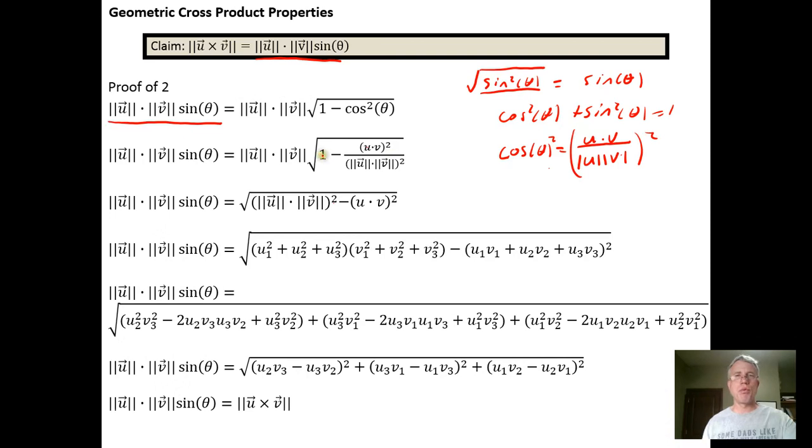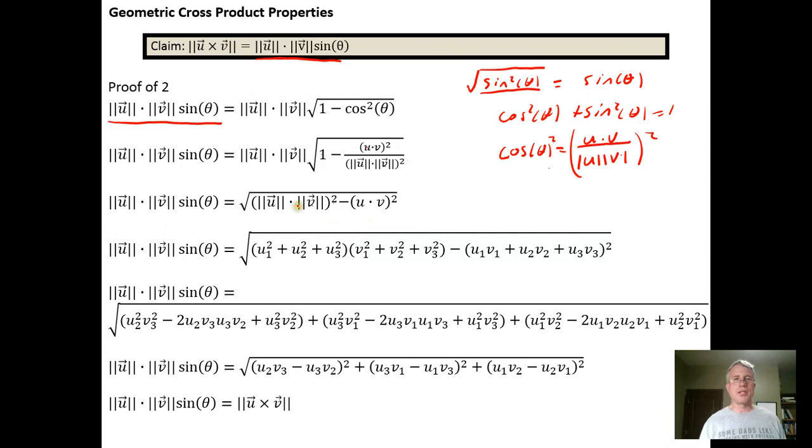In other words, rewrite 1 as size of u size of v squared over size of u size of v squared, which gives you size of u size of v squared minus u dot v squared in the numerator. And it gives you a denominator down here that's going to have the size of u size of v squared. And then when we take the square root of that, we just get the size of u size of v, and that divides into size of u size of v and gives you a 1. So it cleans up like this.